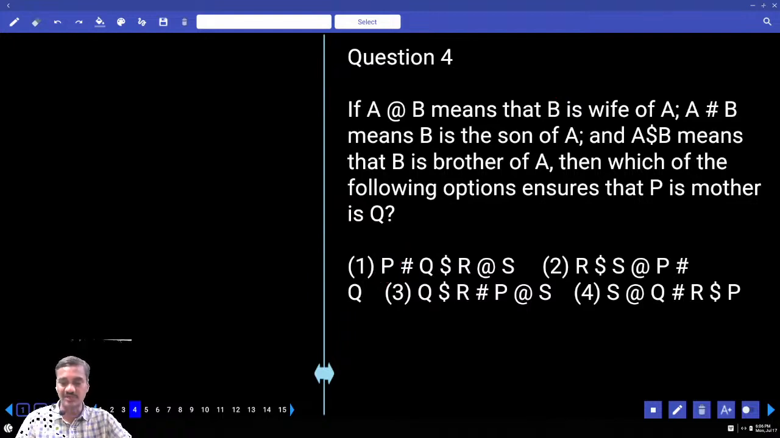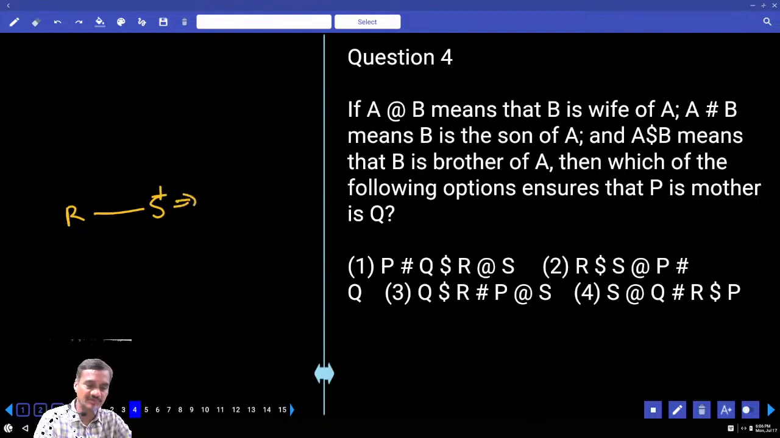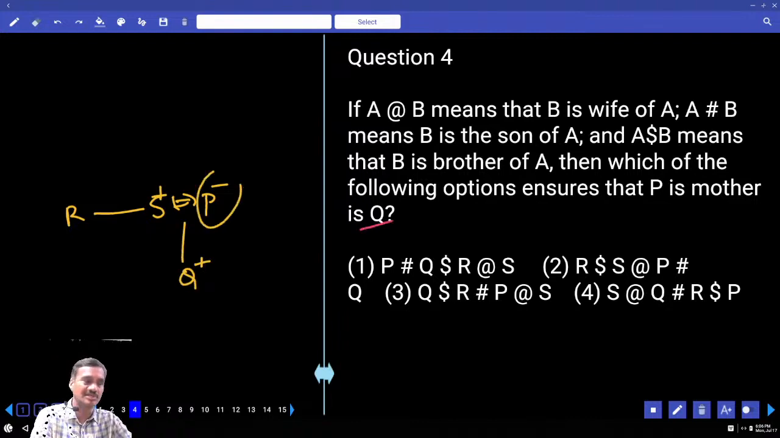Then coming to the second one, dollar stands for S is the brother of R. S at the rate of P, and P is the wife of S. Now P is the wife of S, so P is a female. And P has Q, as Q means Q is the son of. And Q is the son. Now with the help of this one, P is the mother of Q. Are you getting the answer or not? So choice 2, question number 4.